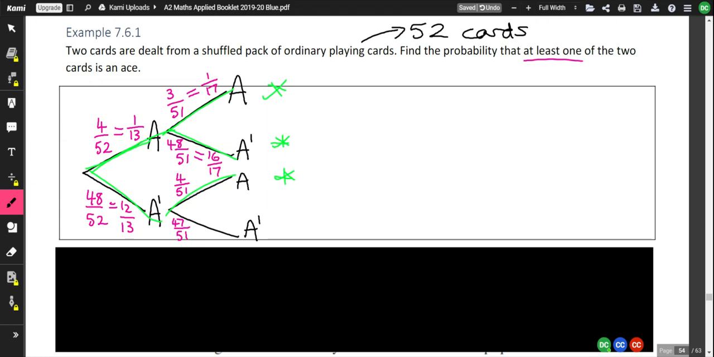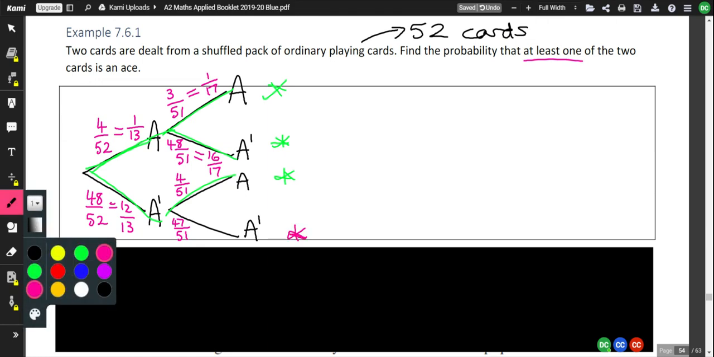However, it's going to be slightly quicker if I just work out the one journey that we don't want, and that'll be this one here, not an ace followed by not an ace. That's the only one we don't want. I'm going to work out the probability of that and then take it away from one.